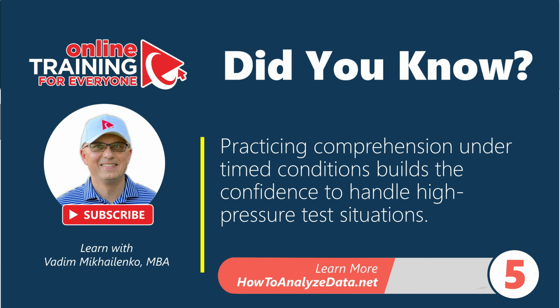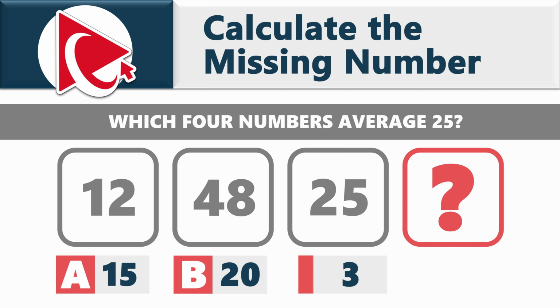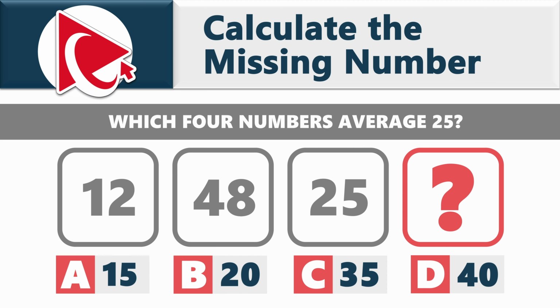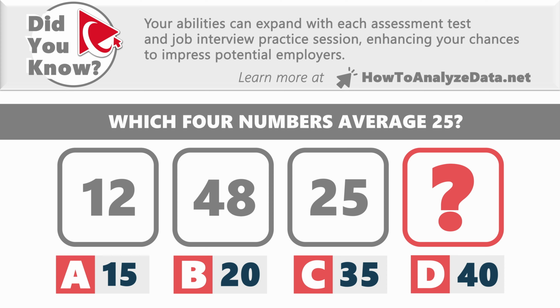You need to determine which 4 numbers average 25, but you're only presented with 3 numbers. The numbers are 12, 48, 25, and then comes the missing number, which you need to calculate and select out of 4 possible choices. Choice A, 15, choice B, 20, choice C, 35, and last but not least, choice D, 40. Here's the caveat though, you can't use the calculator. Well, let me give you a little bit of time to solve this challenge, and let's reconnect on the other side to compare the answers.